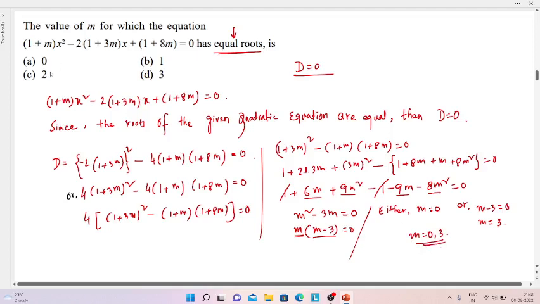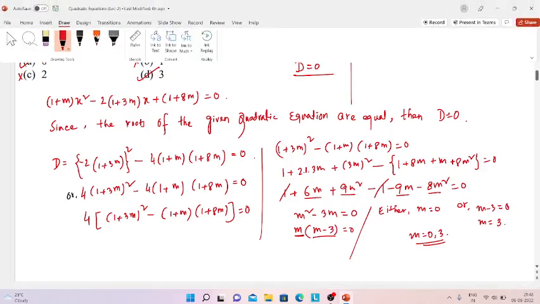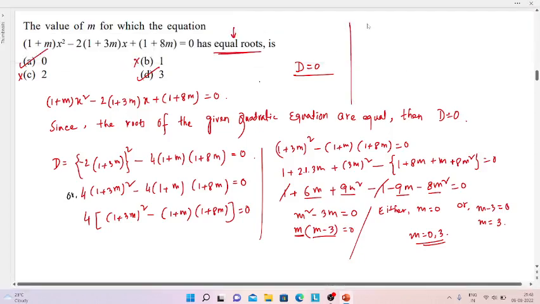So let's look into the options. Here you can see that option A is correct, but B is not correct because 1 is not there. We didn't get any value of m as 1. We didn't get 2 either, but we get D. So the correct options are A, comma D. Here you can see that A, comma D are the correct options.